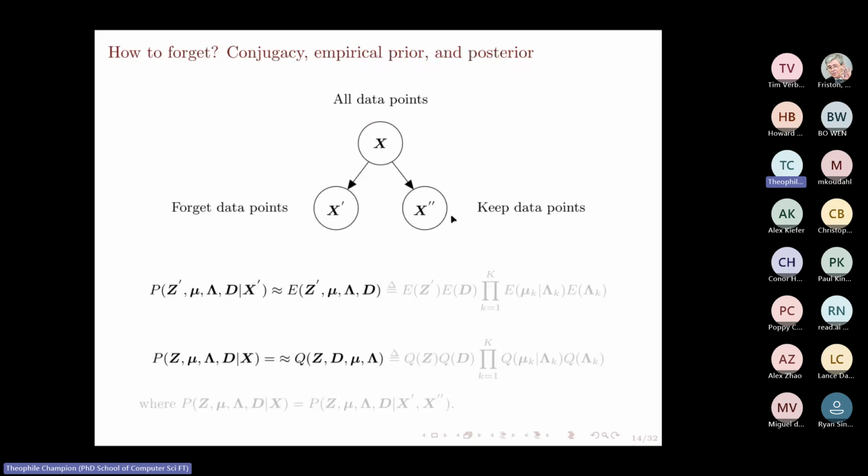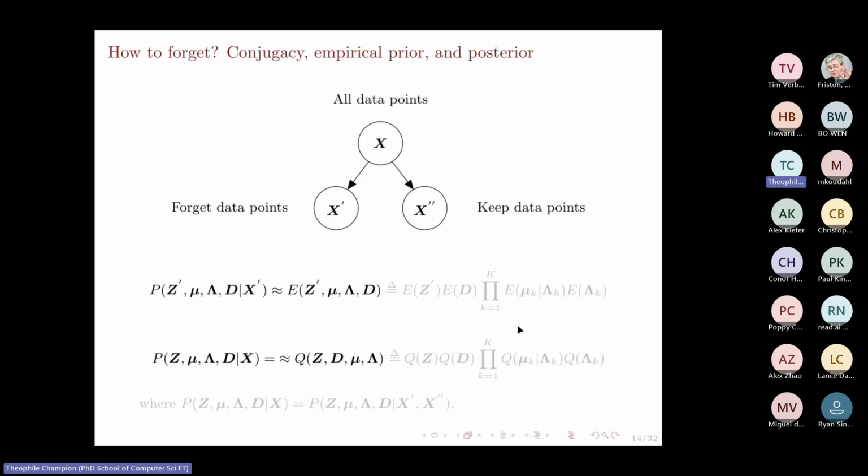In order to integrate the information of the data point we want to forget and to not lose the information, we first introduce a notion of empirical prior. This empirical prior is really just a posterior distribution which contains all of the information provided by the point to forget. It's called a prior because it's going to be used as a prior, but it's empirical because it's based on the data. Now its factorization is like this.